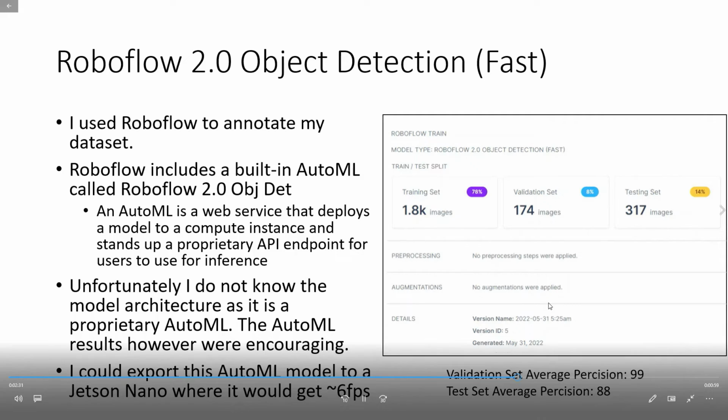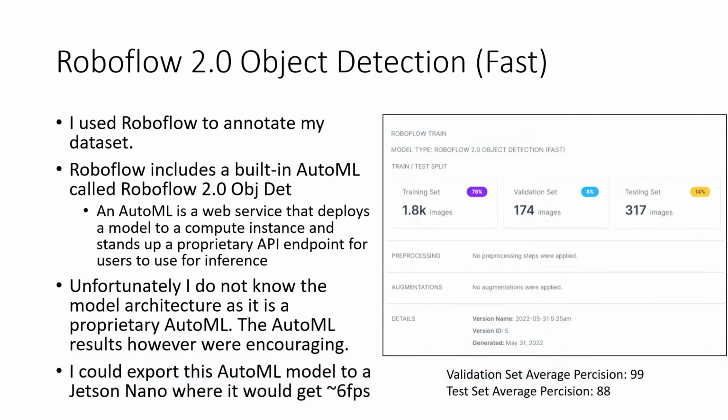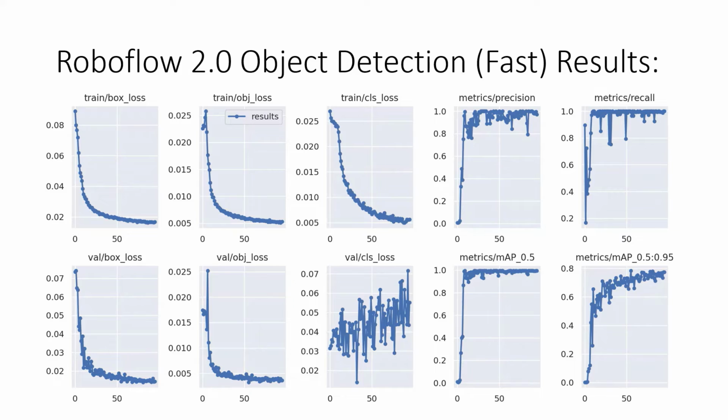So I did use this existing architecture, which is RoboFlow's machine learning object detection algorithm, and this is how it did. It did actually very, very well, I thought, at least better than my architectures. And here is an example of that.